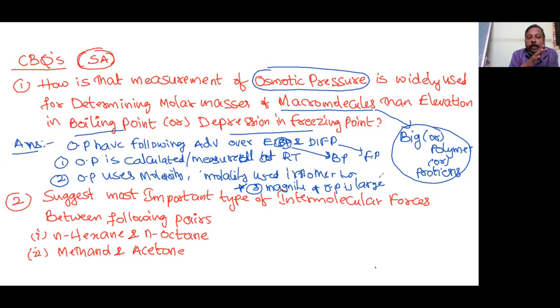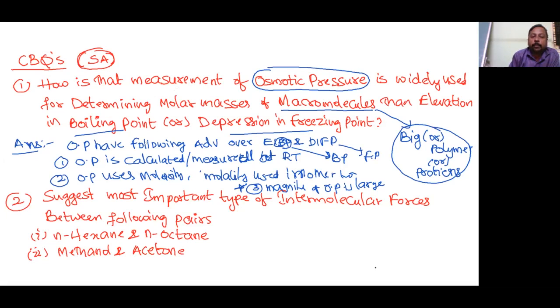Three advantages. First of all, it is calculated at room temperature, so you need neither to heat nor to cool. Second, it uses molarity, and calculation of molarity is very easy compared to molality. And third, the magnitude of osmotic pressure is very high, so you need not use a special scientific instrument or a better instrument. You can use any normal instrument also. But in elevation of boiling point and depression in freezing point, the changes are very, very minor, so if there is any small mistake, then a wrong molar mass will be determined.